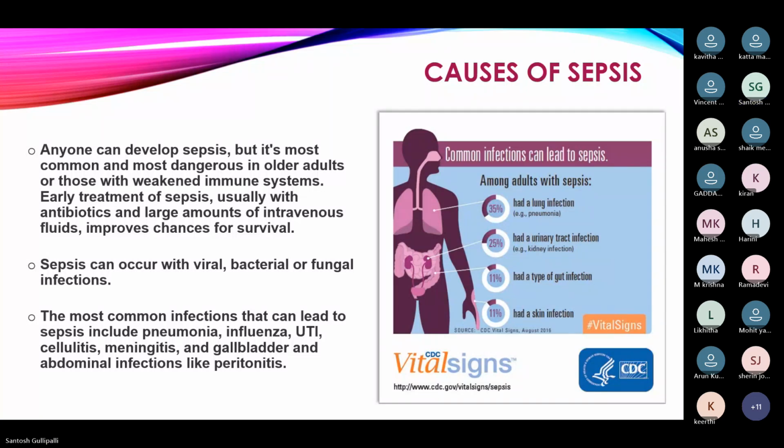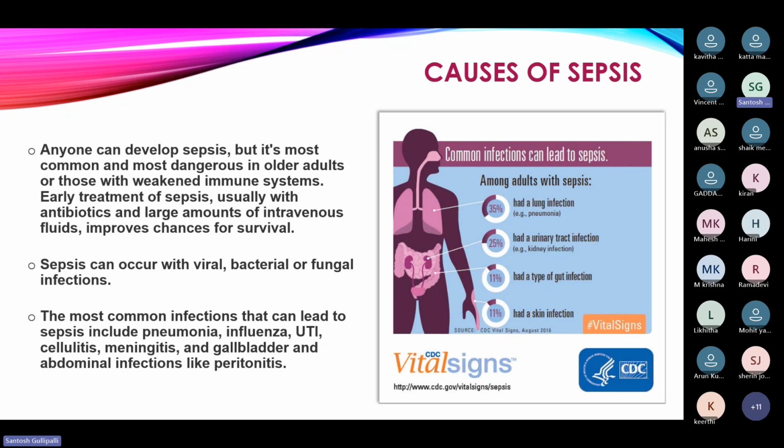Okay, so the most common infections that can lead to sepsis include pneumonia, influenza, UTI, cellulitis, meningitis, gallbladder and abdominal infections like peritonitis, and osteomyelitis. So these are all the common localized infection sources for sepsis.